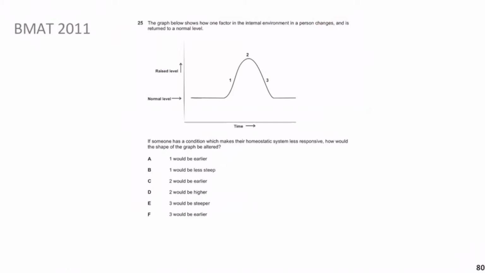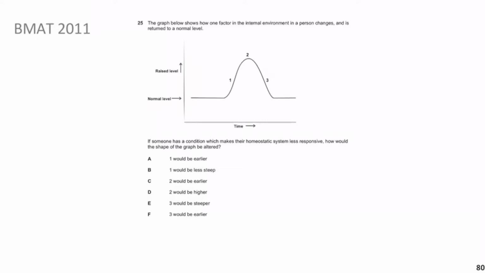The graph below shows how one factor in the internal environment in a person changes and returns to a normal level. So you have the normal level, it increases and goes back down, and then it reaches back to the normal level. It says if someone has a condition which makes their homeostatic system less responsive, how would the shape of the graph be altered? So guys, pause the video, give yourself a minute, and be sure to come back after that minute. We'll be going through the solution.